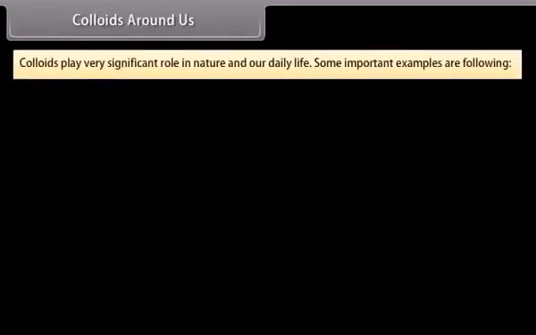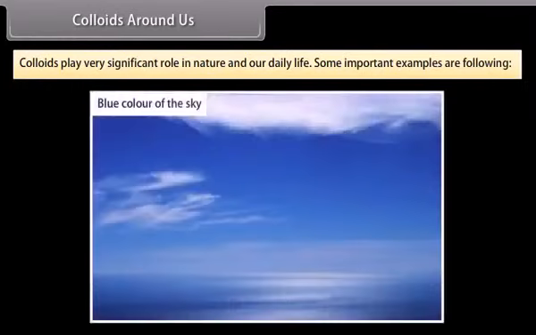Colloids around us. Colloids play a very significant role in nature and our daily lives. Some important examples are as follows. Blue color of the sky. It is due to scattering of light by colloidally dispersed dust particles in air that sky looks blue.